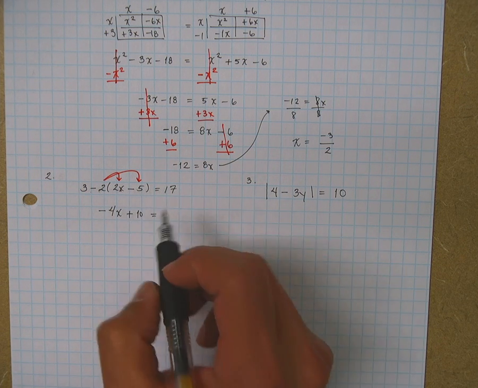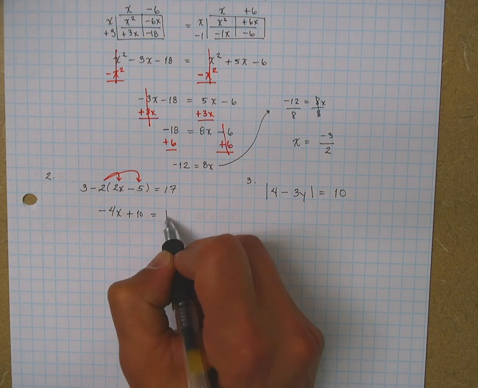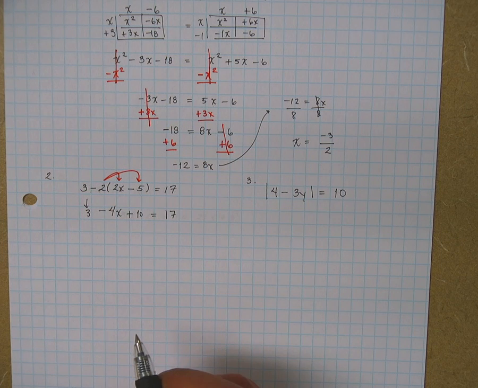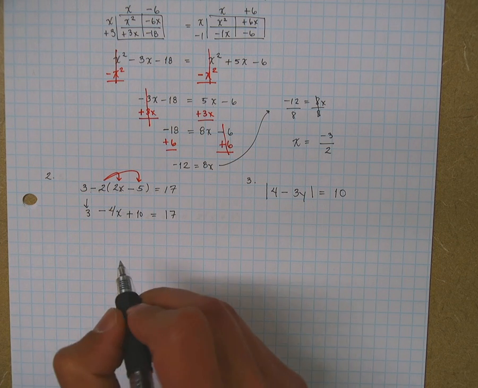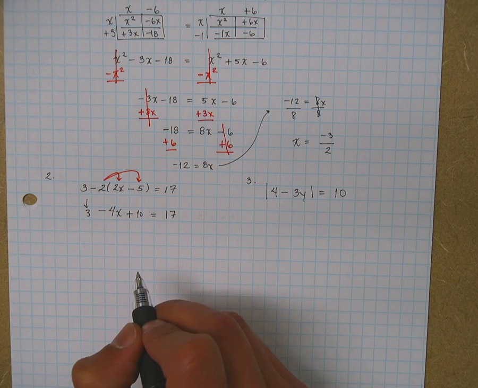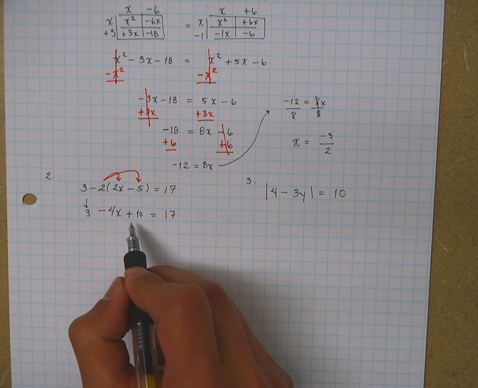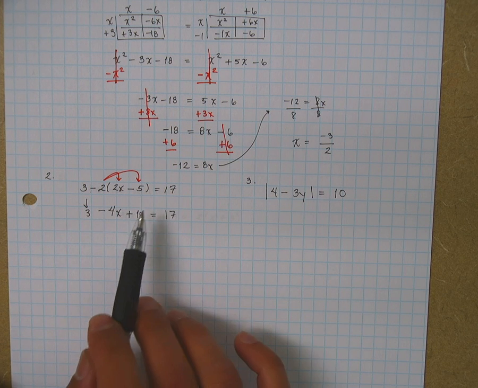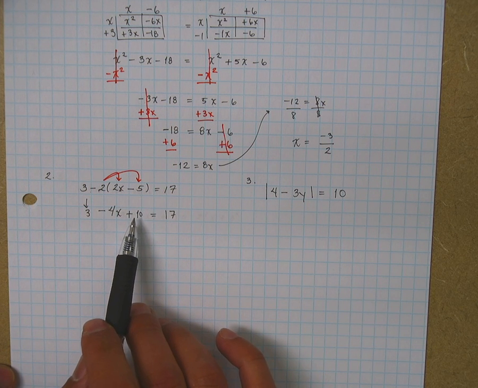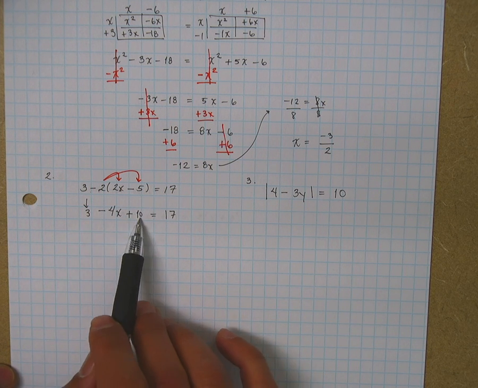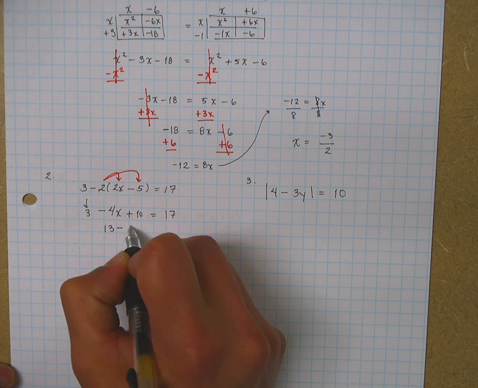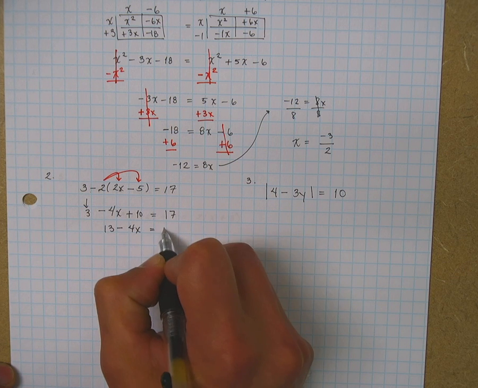Okay, now we can go ahead and put our 17 there, bring down the 3. And now we can start combining things. Now if you notice, we have a 3 and a 10. A lot of students think, oh, 3 take away 10. But no, what's in front of the 10? Okay, 3 plus 10 is 13. And then minus 4x equals 17.